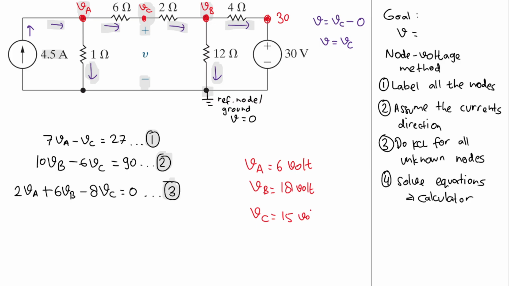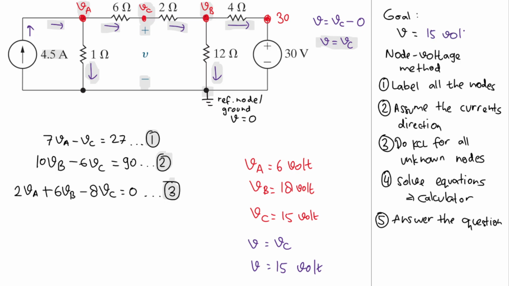15 volt, but then the question does not ask about VA, VB, and VC, and we need to do one more step, which is to answer the question. Okay, what is the question? It is asking about V, but we have V is equal to VC, right? So we will have V is equal to VC, and we know that VC is 15 volt. So we have 15 volt, and let's plug in into our goal here. So our goal is V, so that will be 15 volt. And we have achieved our goal here.